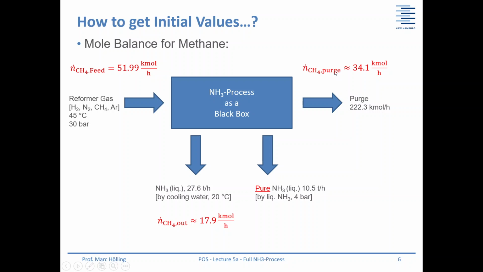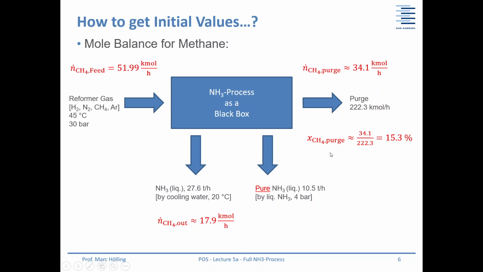Yes, it is, because now we can say, okay, I know that I want to purge 222 kilomoles per hour, and I know the mole flow of CH4 that I have to purge. Then I can calculate the methane mole fraction in my purge flow. This is just the mole flow here divided by the total mole flow, so it's 15.3%.